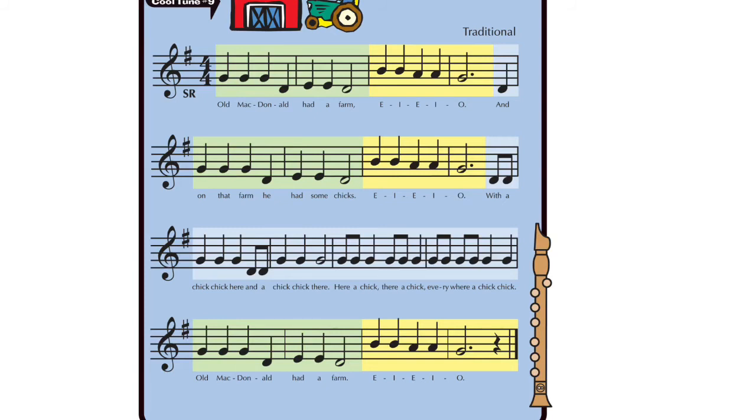Now, it just so happens we start with 3 G's. Then we drop all the way down to a low D. Remember, the D is the one below that bottom line. And then we end this part with an E, E, D. So it goes G, G, G, D, E, E, D.